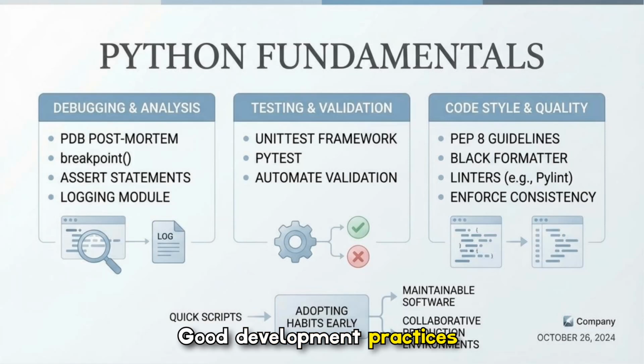Good development practices combine debugging, testing, and consistent style. Use PDB, breakpoint, and logging for diagnosis, assert statements for quick checks, and frameworks like unittest or PyTest for automated validation. Enforce style with PEP 8 guidelines, formatters like Black and linters to keep code consistent and maintainable as your projects grow.